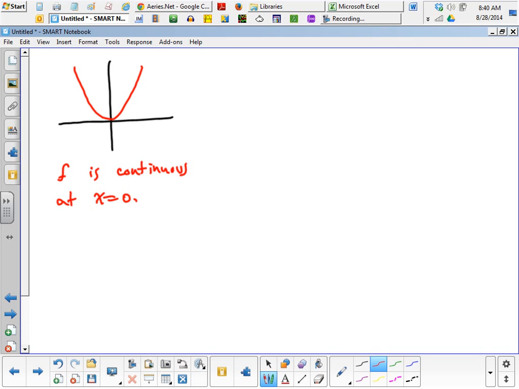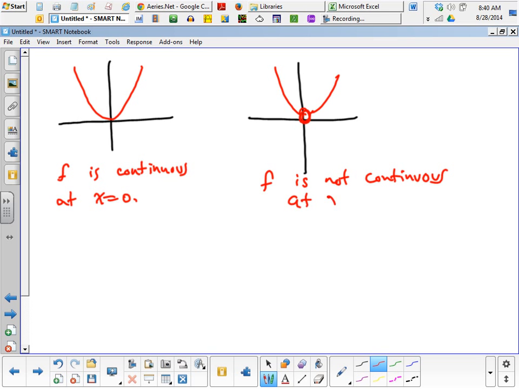Okay? Let's look at our second graph. This one has a hole at x equals 0. You would write f is not continuous at x equals 0, but this is a removable discontinuity because it's not hard to fix. You just need to supply one point. You tell me what f of 0 is, and if it's 0, it's going to fill that hole. If f of 0 is 0, right? So just a simple definition would fix it.